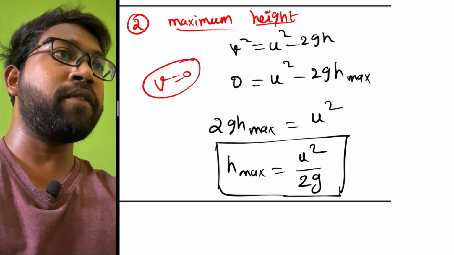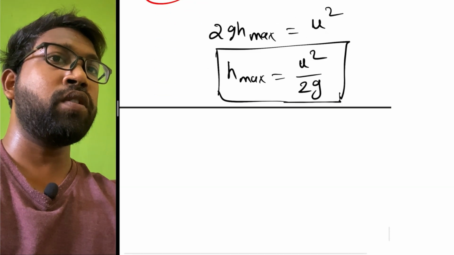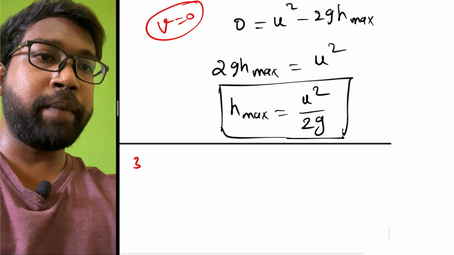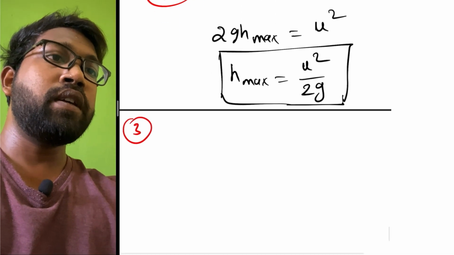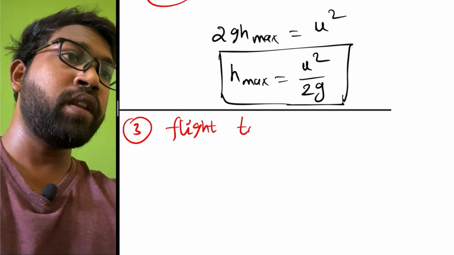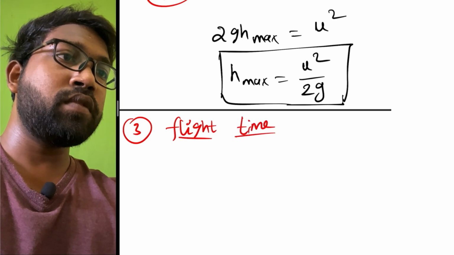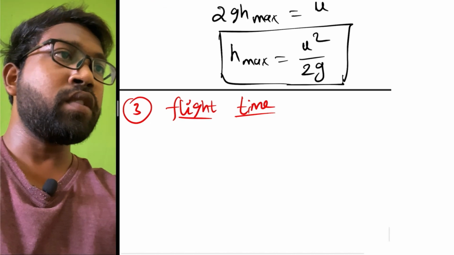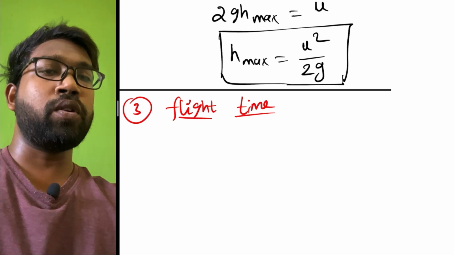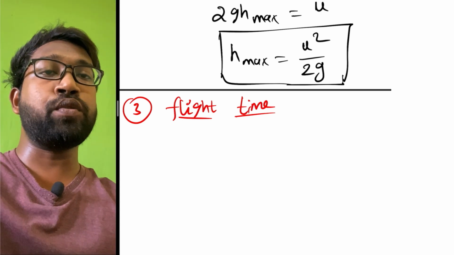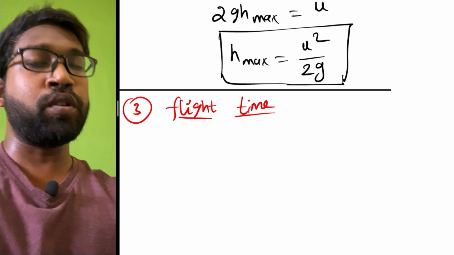So let me find the final one also, then we will go with another thing and we will solve problems regarding this. Okay. So let me take the third one. What will this be? The third one is the flight time. Flight time is how long the ball will be in the air, right? For that I just told you before, right? How much time does it take to reach maximum height? The same time it takes to come to the ground, right?